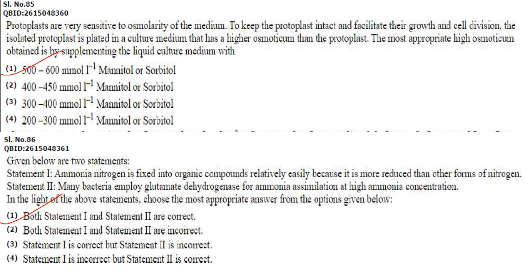Given below are two statements. Statement 1. Ammonia nitrogen is fixed into organic compounds relatively easily because it is more reduced than other forms of nitrogen. Yes. Many bacteria employ glutamate dehydrogenase for ammonia assimilation at high ammonia concentration. That is also correct. So both statements 1 and 2 are correct.